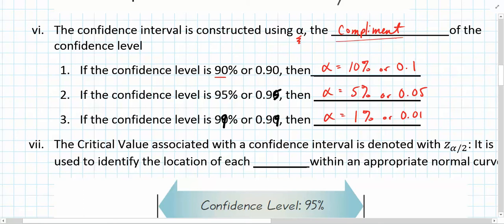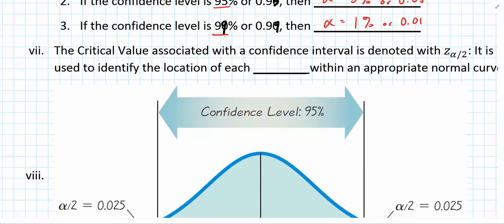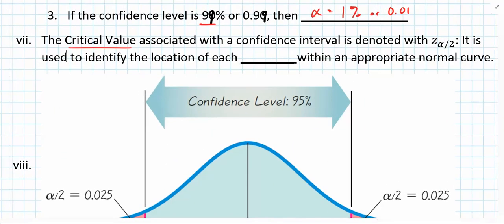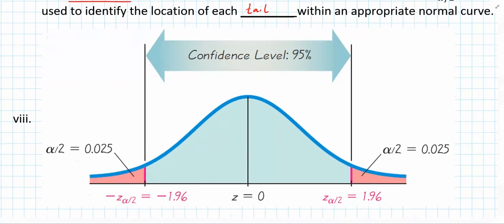Now, this alpha calculation is important to the formula that we use here in just a few minutes. We're very interested in this complement, so identifying alpha given a particular confidence level is important. Now we'll use this alpha to identify what's called a critical value. The critical value associated with a confidence interval is denoted with this z and a subscript of alpha divided by 2. So this is where alpha comes into play.